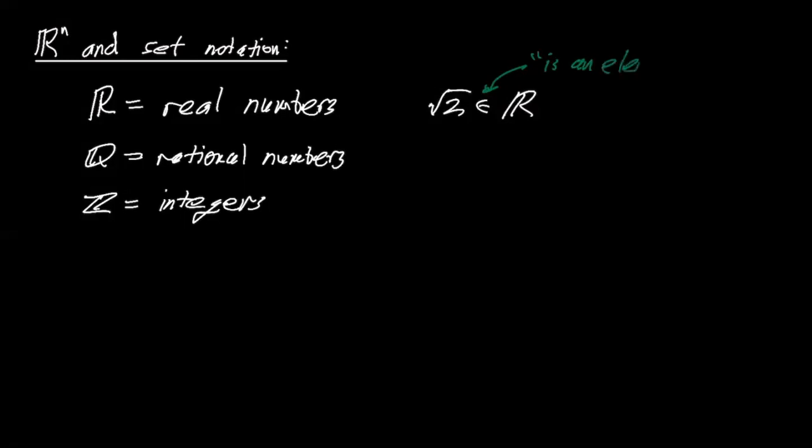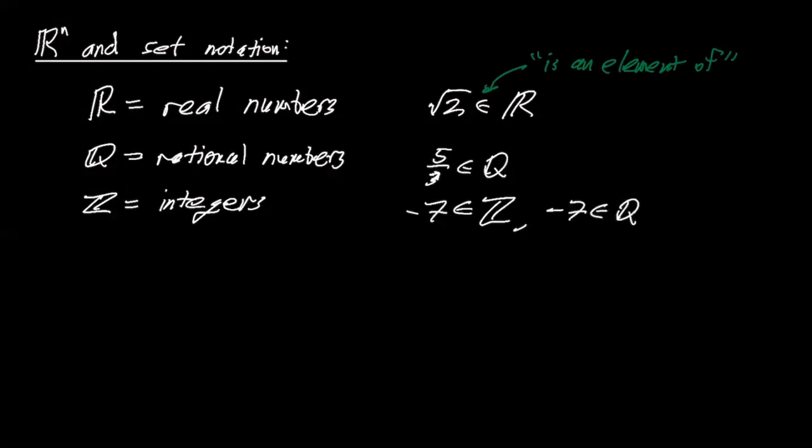So the real numbers is a set. It's a collection of every number on the number line. And so root 2 belongs to the real numbers, right? And something like 5/3 belongs to the rationals. Something like -7 belongs to the integers. But also -7 belongs to the rationals, right? Integers are rational and are real.